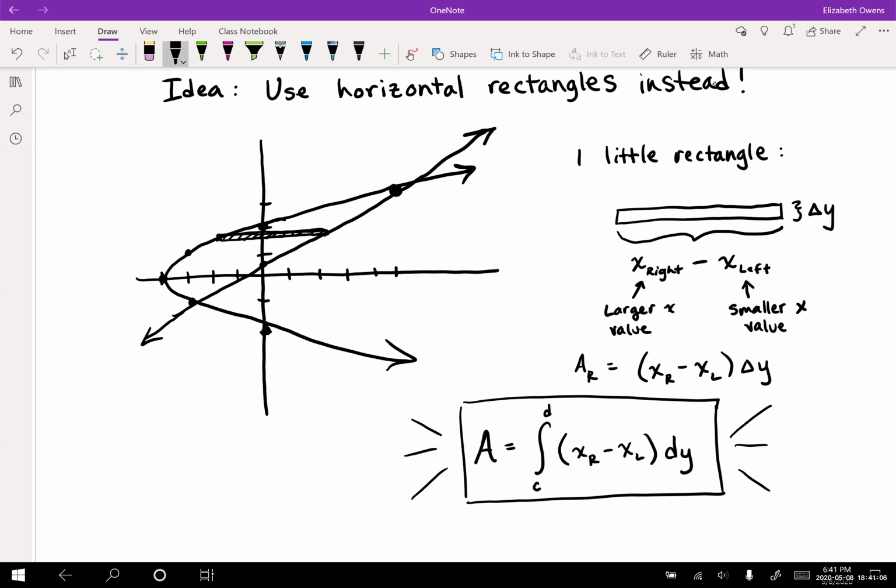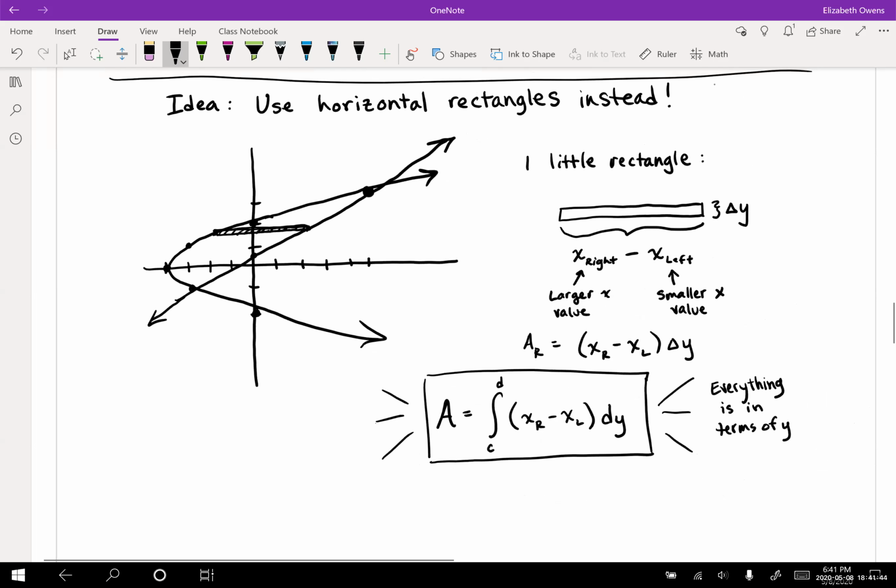And when you're doing this integral, notice that it is dy with respect to y. So your functions need to be written in terms of y. Your limits need to be y values. So I'll just make a little note here that everything in this whole integral is in terms of y. Don't let any x's sneak in there. Okay, the XR and XL are just placeholders. You're going to put in those functions in terms of y. All right, so let's do that for this situation here.